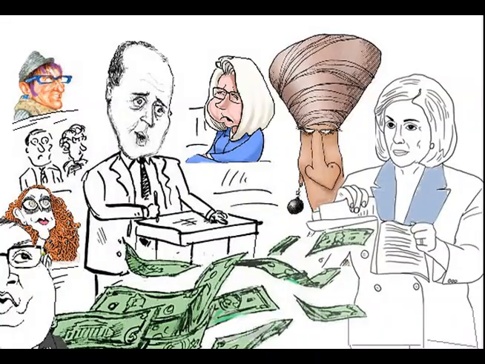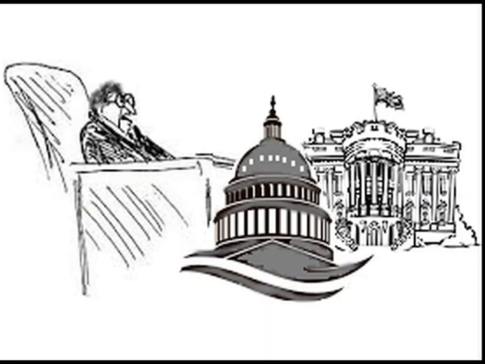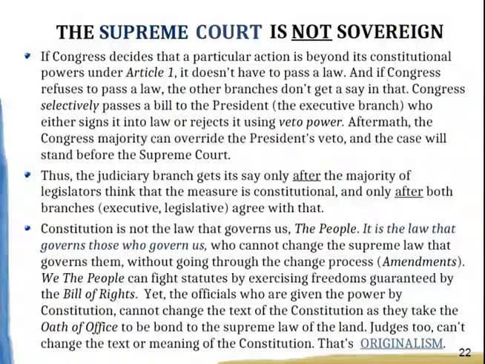Unlike us, officials who are given power by the Constitution cannot change the text of the Constitution, as they have taken the oath of office to be bound to the supreme law of the land. Judges too cannot change the text or meaning of the Constitution until it is improved by an amendment. And that's what originalism means, which means that the Supreme Court is not sovereign.